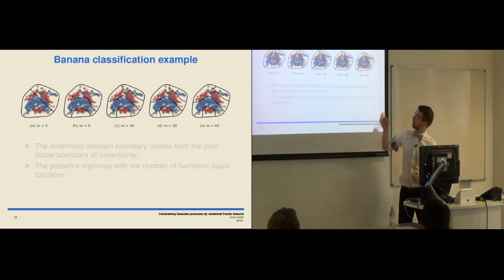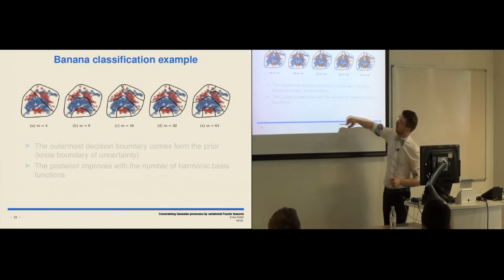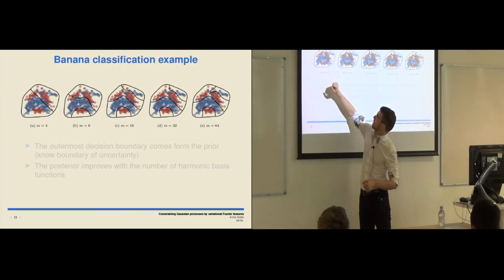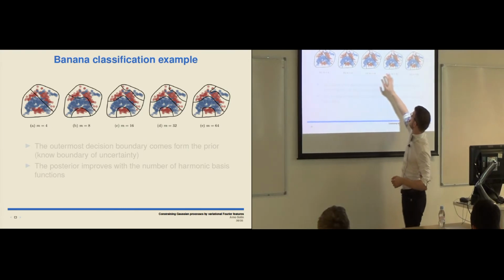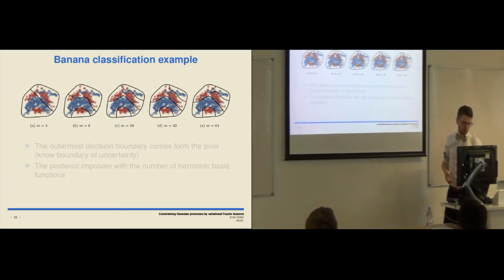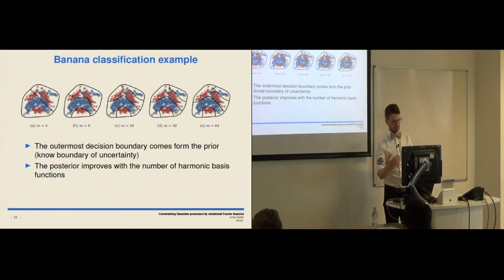So here you see how the decision boundaries evolve with just four basis functions, 8, 16, 32, and 64 basis functions. After this, it really doesn't change anymore. So the model thinks this is a good idea. And yeah, it works great.